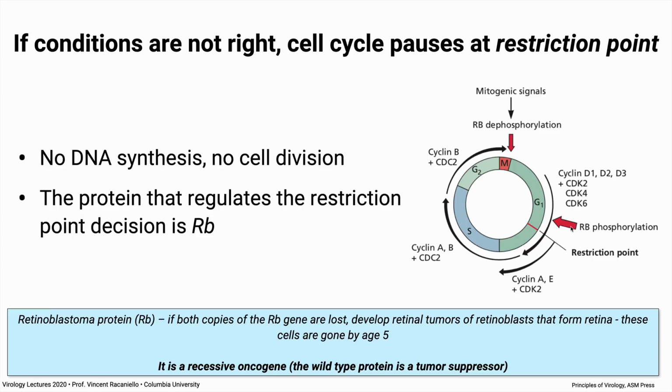But again, this is a protein discovered in retinal tumors because the kids lack the gene for both copies of the gene. They don't have RB, so the cells just kept dividing. There was never a restriction point in those cells, and they became tumors eventually.